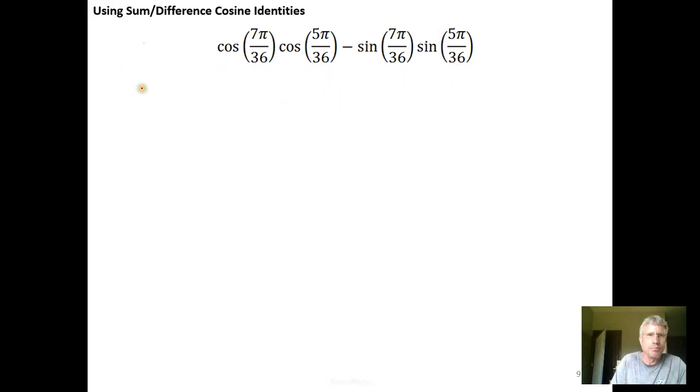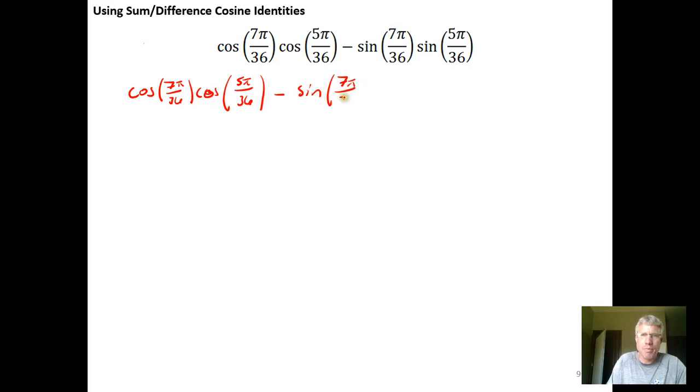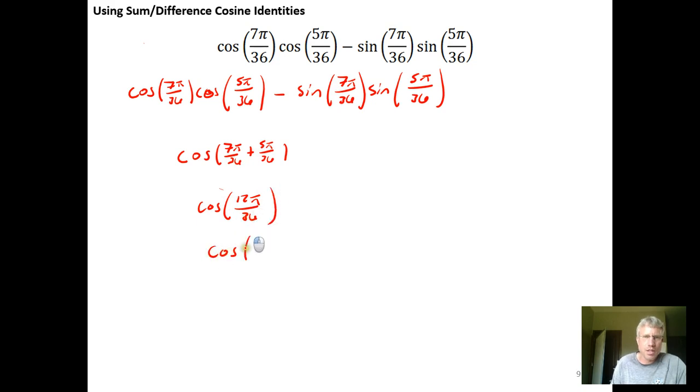We can say, hey, the cosine of the stuff, 7 pi over 36, cosine of 5 pi over 36, minus the sine. And I wanted to be lazy and not rewrite it, but I think in general on homework the expectation is that you rewrite the problem. So I'm going to be good and do that. So I see the minus, so I'm going to recognize that I get the cosine of a sum of two angles, and those two angles are 7 pi over 36 plus 5 pi over 36, and that's going to give us cosine of 12 pi over 36, which is just cosine of pi over 3, which is the 60-degree angle.